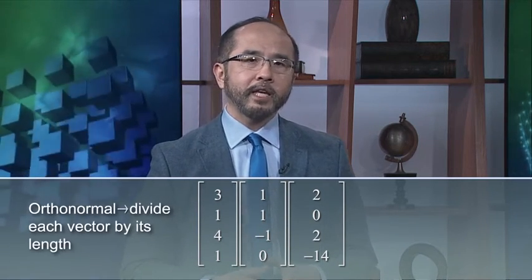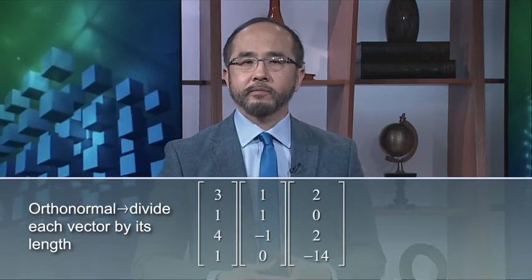Now consider this set of 3 vectors in R4. You can check that this set is orthogonal by checking the dot product of each pair is 0. Since it's a linearly independent set, it must span a 3-dimensional subspace of R4. And if you want this set to be orthonormal, you can divide each vector by its length.